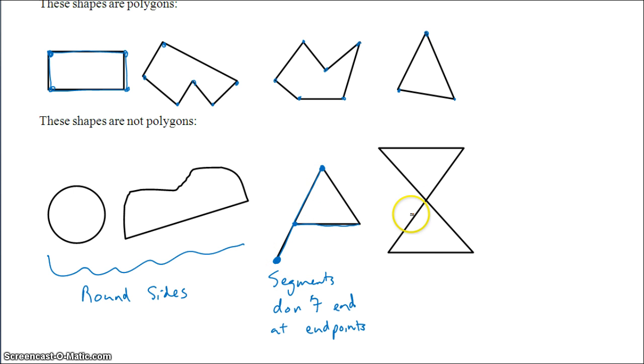And this last shape is not a polygon because it has two mini interiors. In this shape, we have an interior here and an interior here. So we've actually divided the plane into 1, 2, 3 regions. Now if I cut off this bottom triangle, then I would have a polygon. If I cut off the top triangle, I'd have a polygon. But these two shapes together create a non-polygon.